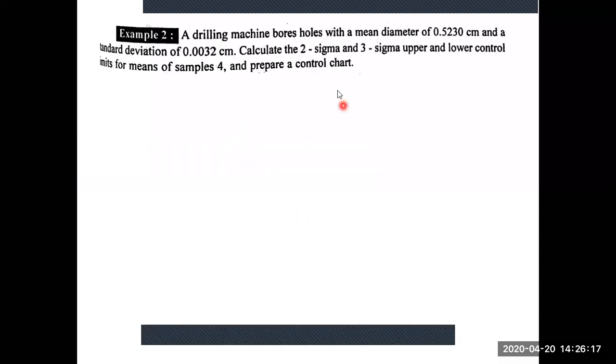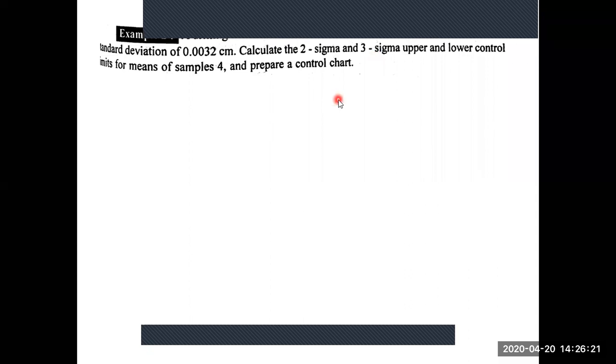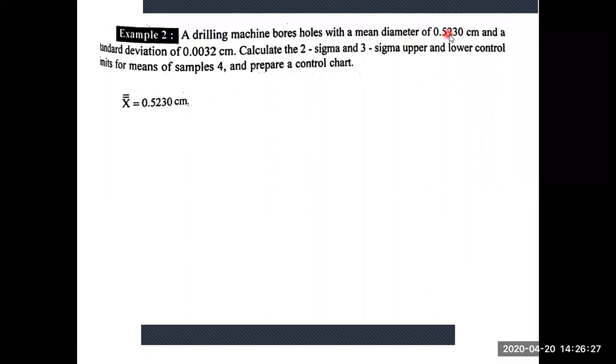In today's class, when the standard deviation is given, this is what you have to follow. What we have to find out? This value is x double bar. This value is sigma. And this value is n, which I am writing here.